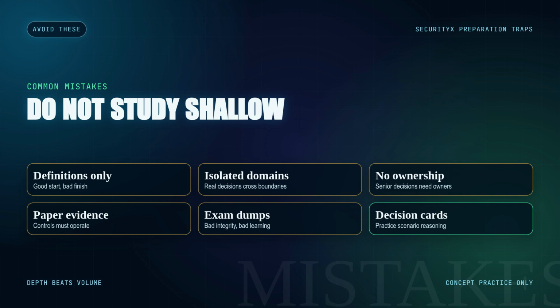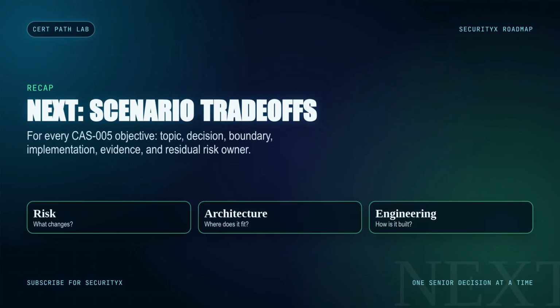Here's the method. For each SecurityX objective, create a decision card. Write the topic. Define the enterprise decision. Map the architecture boundary. Describe implementation and automation. Identify telemetry, validation, and evidence. Name the residual risk and ownership. If you can do that, you are no longer just memorizing SecurityX terms, you are practicing senior cybersecurity reasoning. And that is the point of CAS-005.